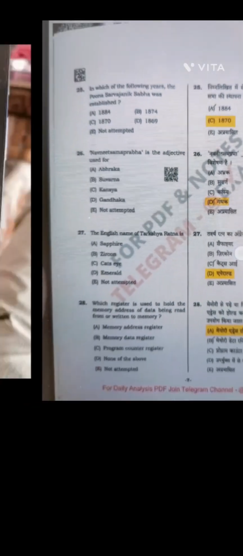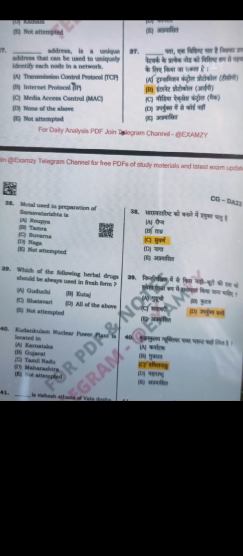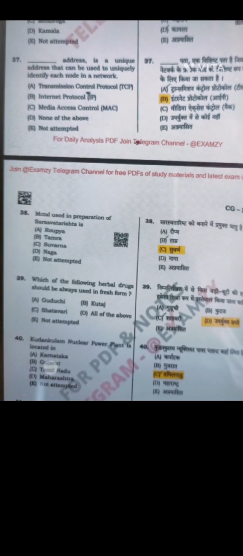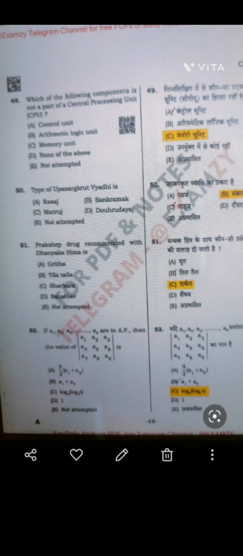And the next question: an internet protocol address is a unique address that can be used to uniquely identify each node in a network. Which component is not a part of the central processing unit? Memory unit is not a part, because the arithmetic logic unit and control unit are parts.